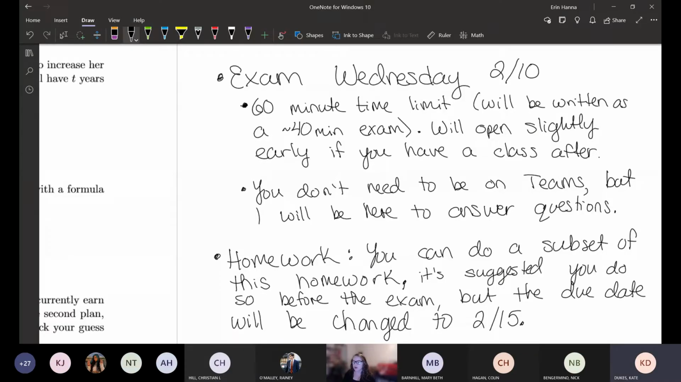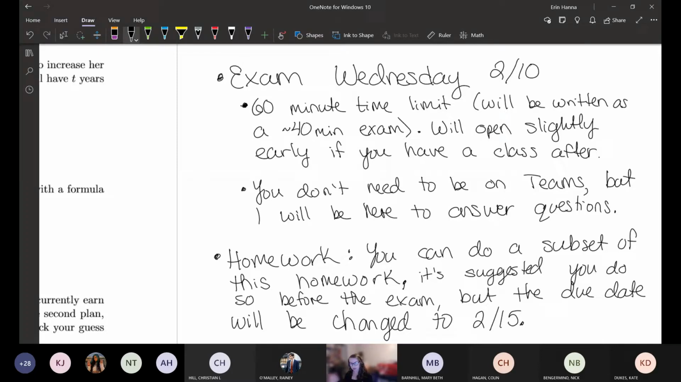Here we go. So your exam's coming up on Wednesday. There's going to be an official 60-minute time limit on that. I'm going to write approximately a 40-minute exam. I have this thing that I do that tells me approximately how much the quote-unquote average student should take on an exam. So it'll be approximately a 40, maybe 45-minute exam as I've written it.